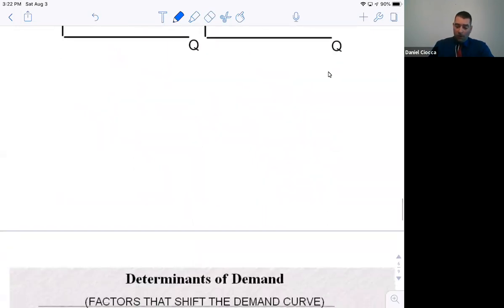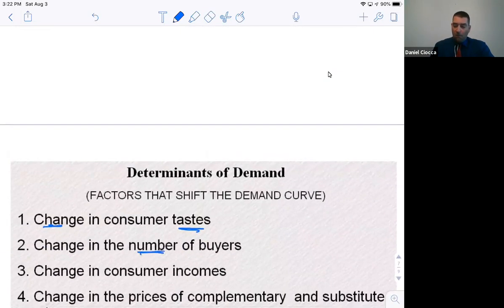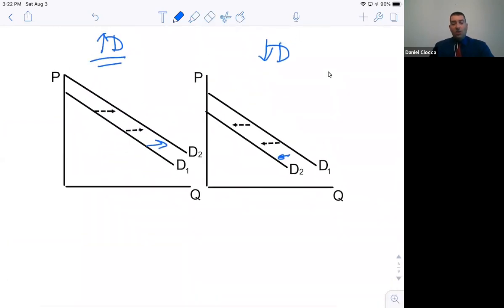Number two, changes in the number of buyers. Sometimes these changes in the number of buyers, obviously more buyers, more demand, fewer buyers, less demand, can come about from demographic factors. We've seen a markedly large increase in the demand for medical services, partially because more baby boomers, individuals who were born post-World War II, are now of retirement age and are consuming more medical products.